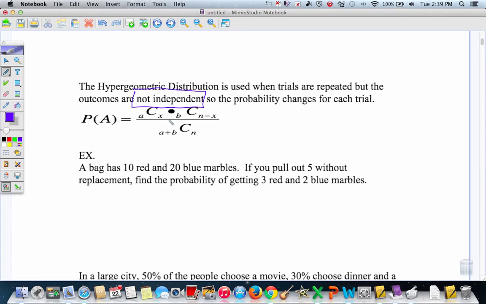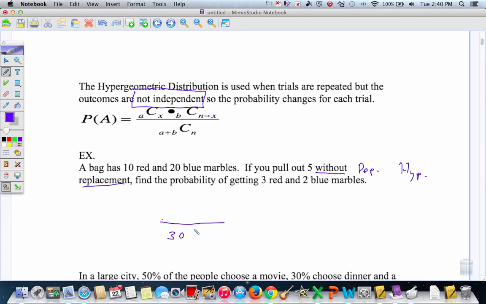So notice that our categories A and B add to be our total down here. And then we break our categories into the number we want out of each category, X and N minus X. They should total to this number here. Quick illustration here. A bag has 10 red and 20 blue marbles. If you pull 5 out without replacement, find the probability of getting 3 red and 2 blue. So we're pulling without replacement, which makes those dependent events, which makes it a hypergeometric. Because we have just red and blue, it could be binomial, but we'd have to replace the marbles, and we're not in this case, so it is a hypergeometric.